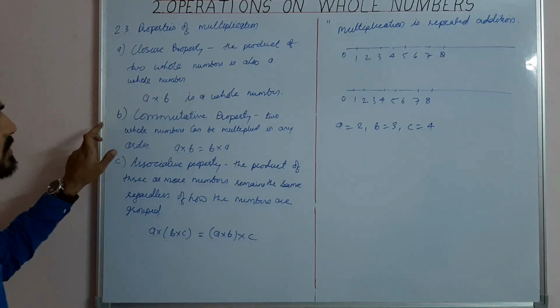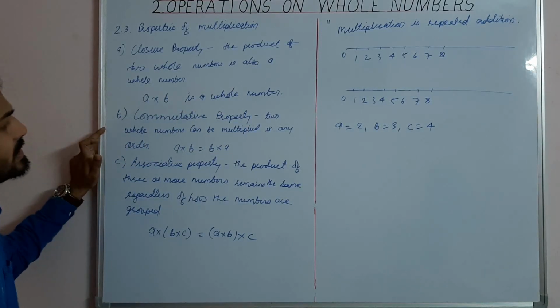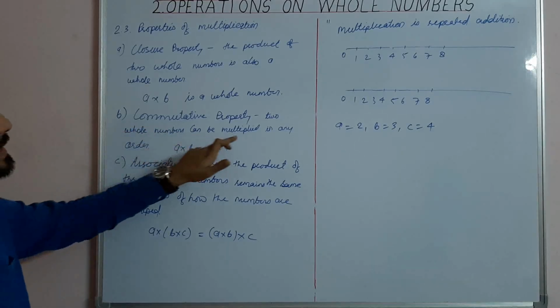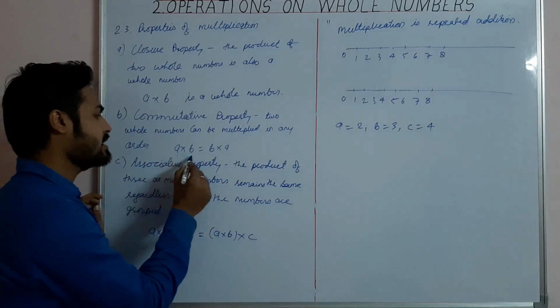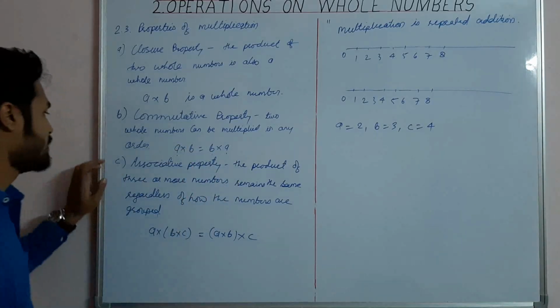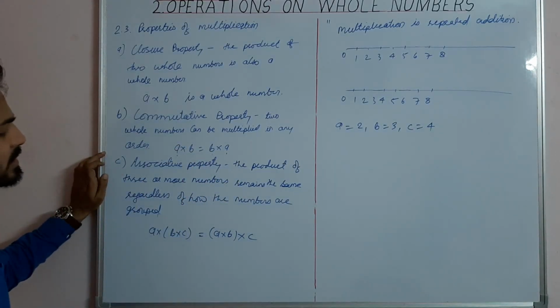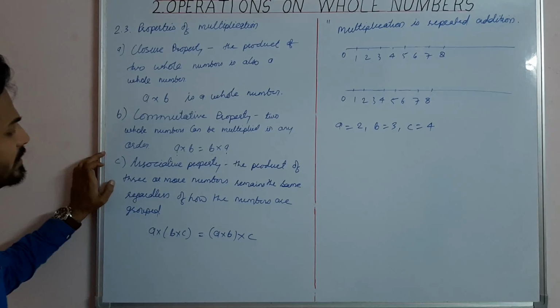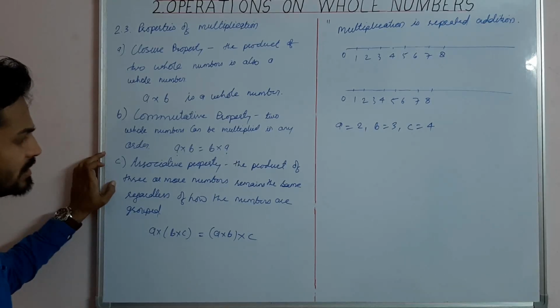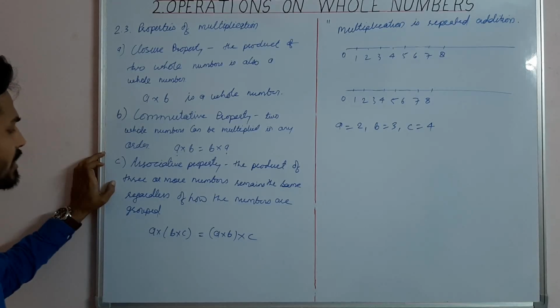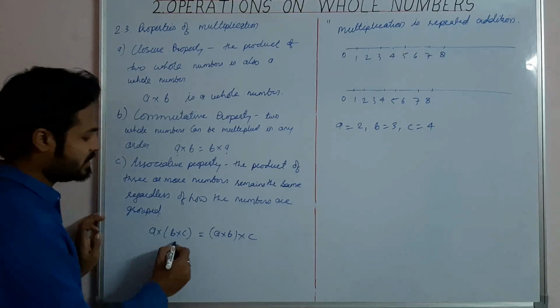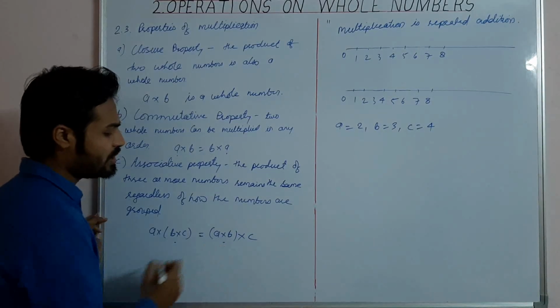Second property, commutative property, which states that two whole numbers can be multiplied in any order. So we can change the order in multiplication. Third, associative property. It states that the product of three or more numbers remains the same regardless of how the numbers are grouped. So here we can change the internal grouping also.